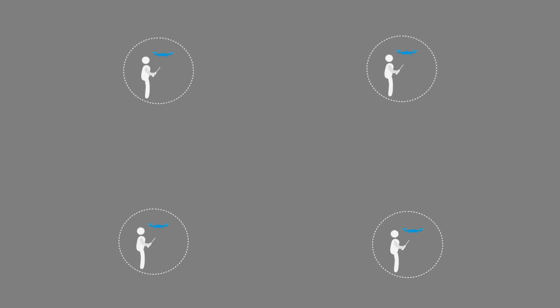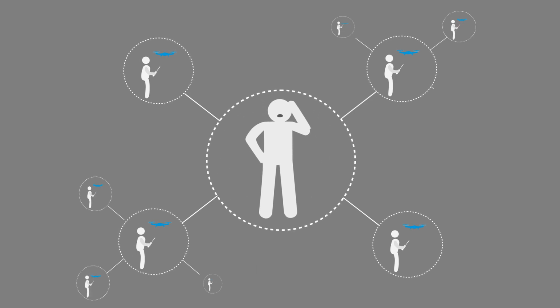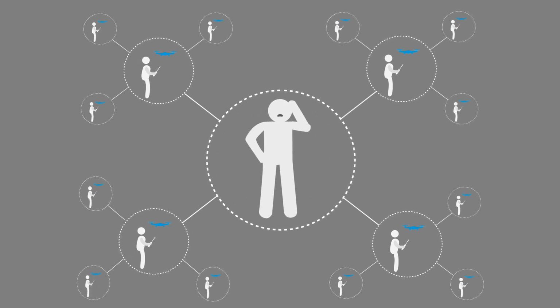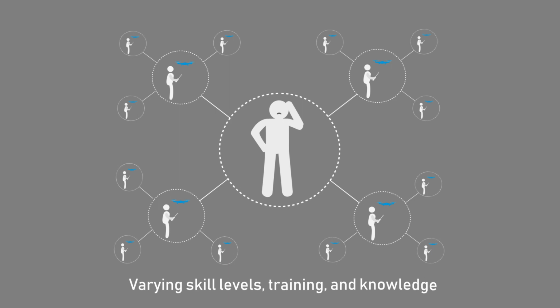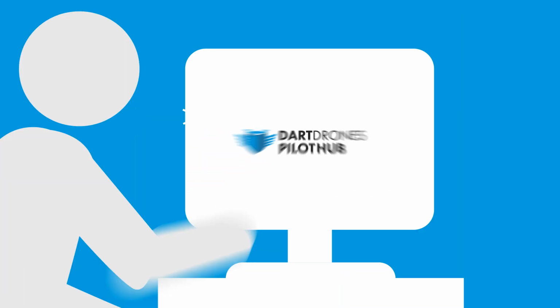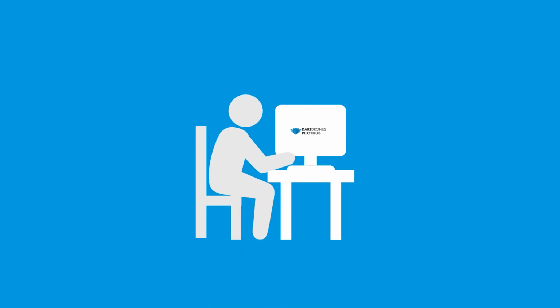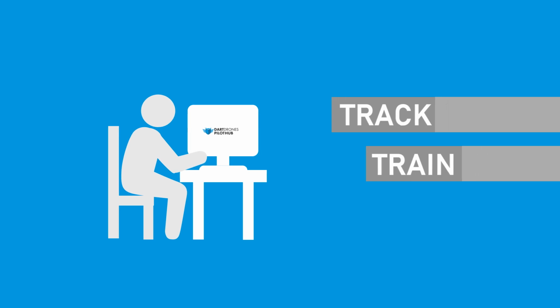Running a new drone program can be complex. SUAS program managers are often scrambling to unify a rapidly changing team of pilots with varying skill levels, training, and knowledge. The new DARTdrones Pilot Hub is an end-to-end software solution for SUAS program managers to track, train, and continuously educate their pilot team.